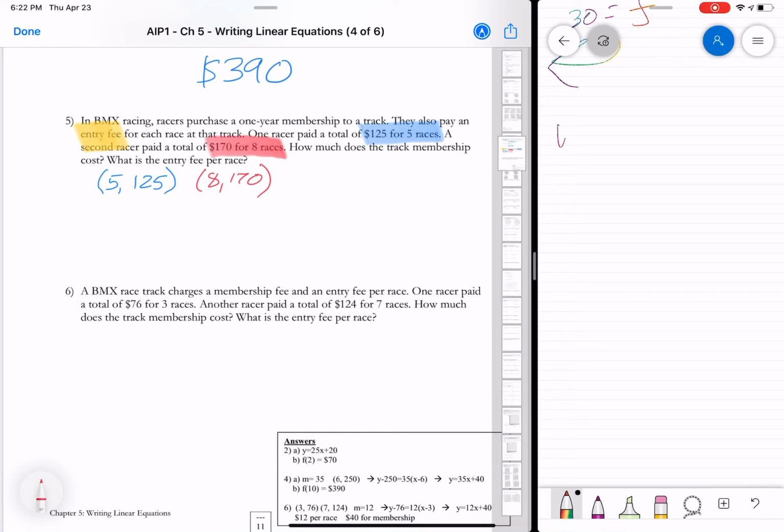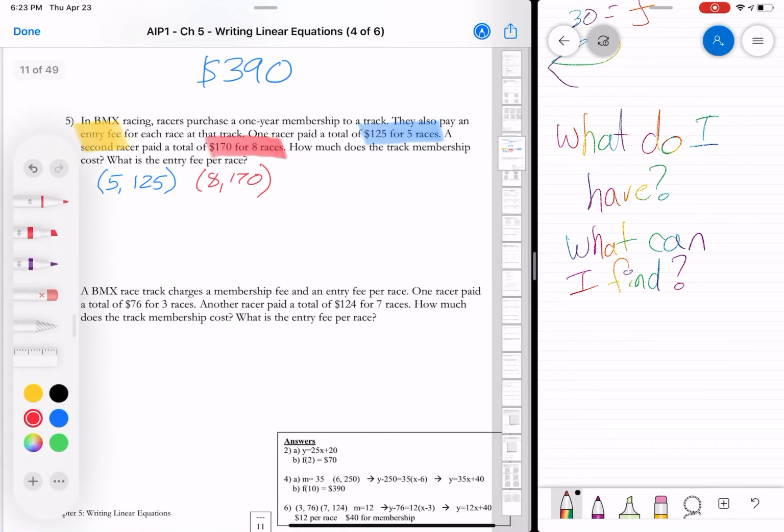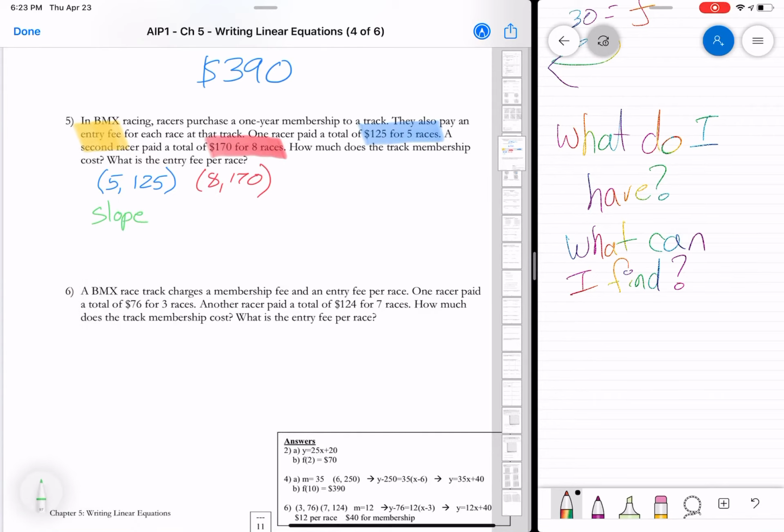Remember those 2 questions. What do I have? In this case, I have 2 points. Okay, so what can I find? Usually with 2 points, I can find my slope. So let's do that. Calculate your slope before you do anything else because you're not going to be able to solve anything in slope-intercept form. So we get 170 minus 125 all over 8 minus 5. We get 45 over 3, which simplifies to 15. Okay, so now we have our slope and we have 2 points.